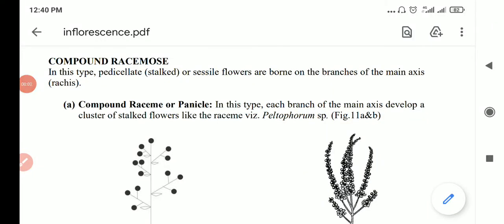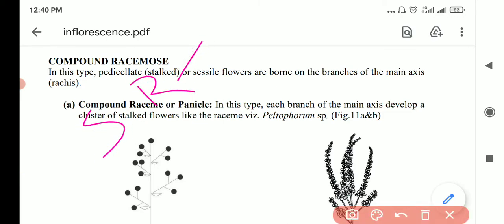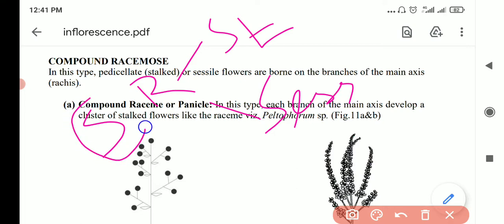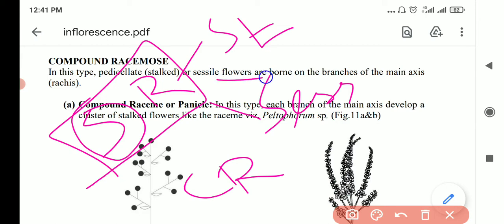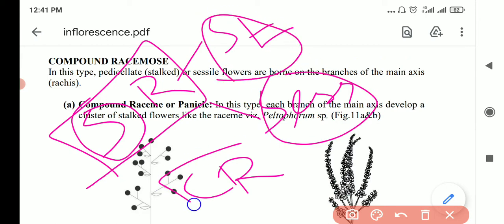Okay, so in the previous video we completed simple racemose. Remember, simple racemose had two types, the stalked one and the sessile type. Now that we are done with the simple racemose, we will do the compound racemose. You had the stalked and the sessile, and now we will look at the compound racemose.